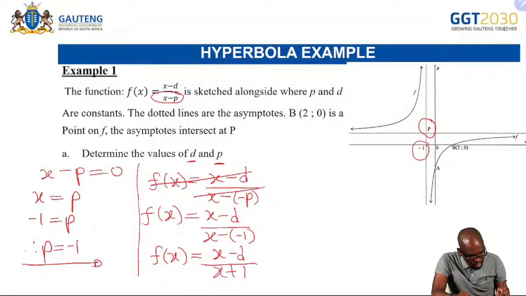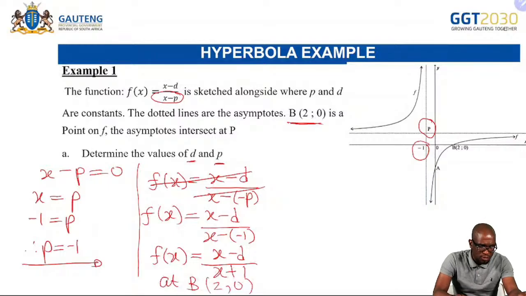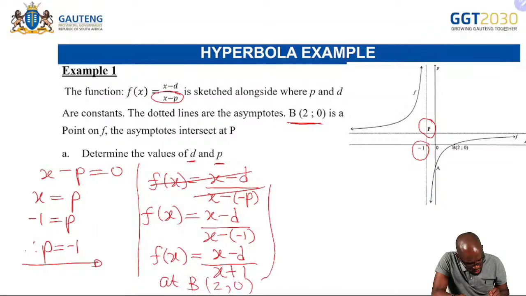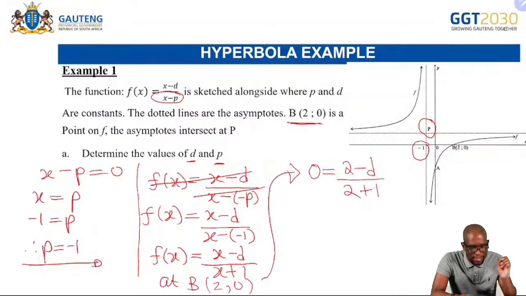Now if you substitute a point B, we are given a point B, which is 2 and 0. If you substitute point B where x is 2 and y is 0, the only unknown would be the value of d. Let's substitute and see. Where we see x, we're going to put 2, and where we see y, we put 0. So y is 0, and 0 would be equal to 2 minus d divided by 2 plus 1. So that's what we did there, we substituted.